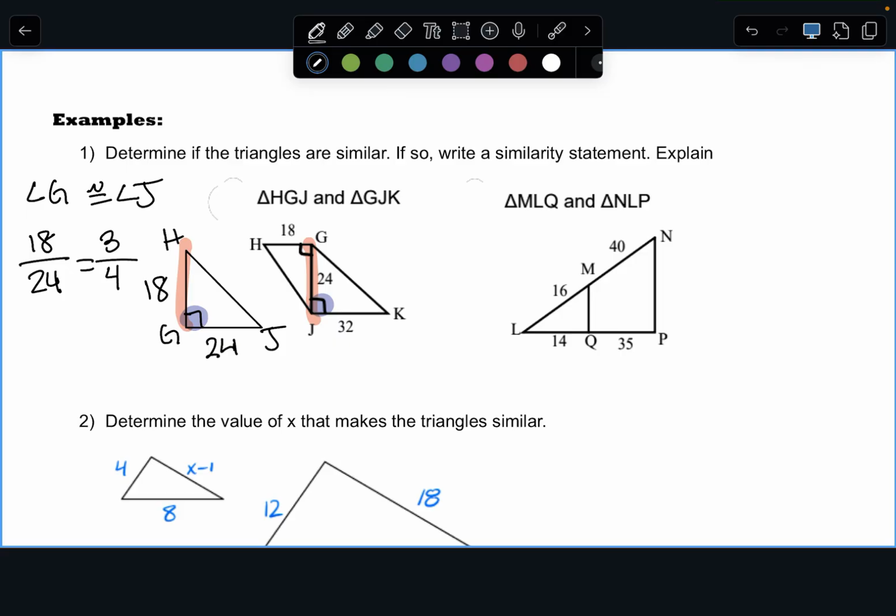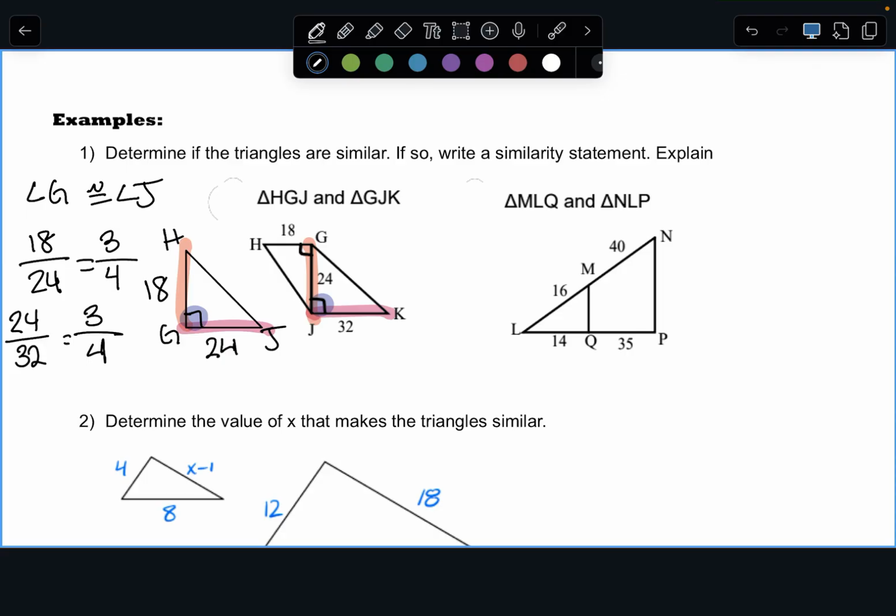So we are hoping that when we set up our other pair of sides, we get 3/4. The other side length that we know is GJ. What number does that go with? 32. So 24 over 32. What can both of those numbers be divided by? 8. 24 divided by 8 is 3. 32 divided by 8 is 4. So, were our corresponding sides proportional?